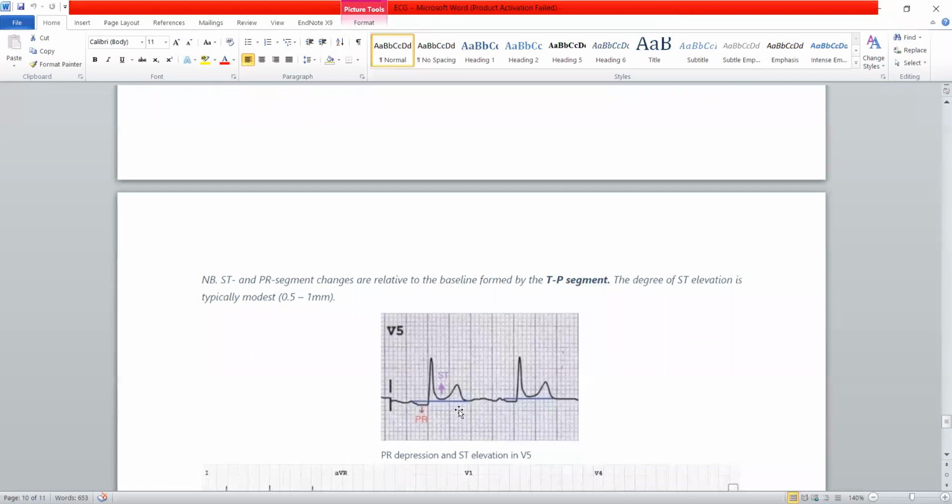Now, in pericarditis, there is saddle-shaped ST elevation with upward concavity. Can you see the upward concavity in this ST elevation? And look at the PR segment. It is also depressed. This is our reference line, and the PR segment is below this reference line. So there is PR depression, and the ST segment is above this reference line, so it's ST elevation.